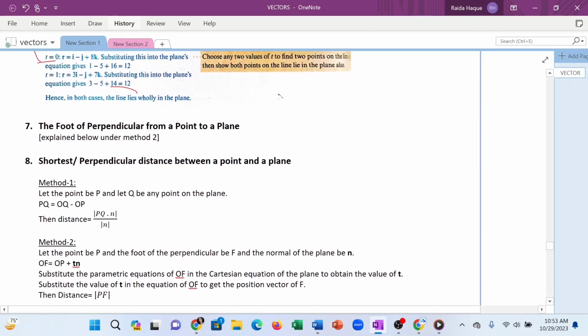So how to find the shortest or the perpendicular distance between a point and a plane. Now if they only ask for the shortest distance, you will obviously go with the first formula over here, because it's very short, precise and concise. However, if they ask you to find the foot of the perpendicular from a point to a plane, you need to do method 2 and then you need to find the foot of the perpendicular. So let's get started.